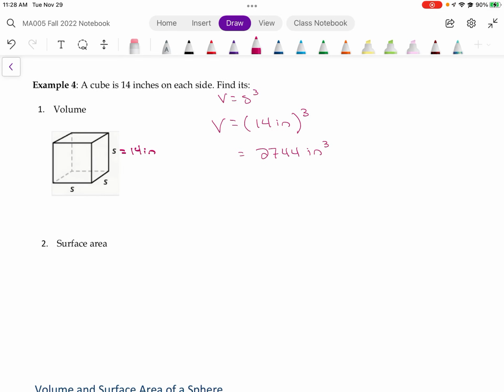All right, the surface area is going to be 6s squared, which is 6 times 14 inches squared. So don't square the 6, and you should get 1,176 inches squared, or square inches.